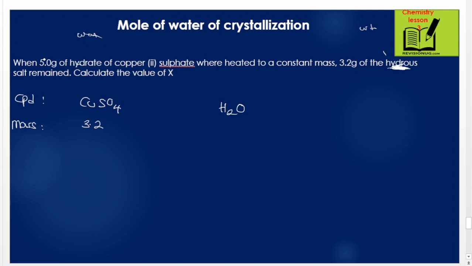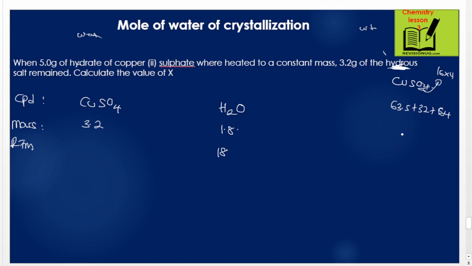Now how much water was there which escaped? Let us subtract. 5 take away 3.2, what's the answer? 1.8. So it is 1.8. Let us get the relative formula masses. So water automatically is 18. Let us get it for copper 2 sulfate. Copper is 63.5 plus sulfur, which is 32, plus oxygen, which is 64. Remember, it is 16 times 4 because there are 4 atoms, right? Now let us add this one.